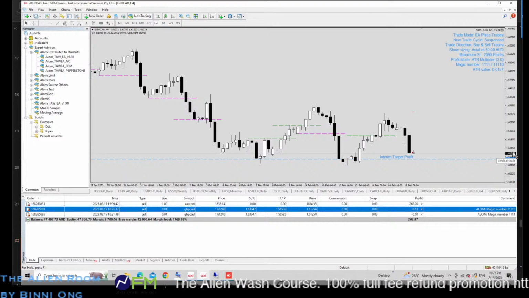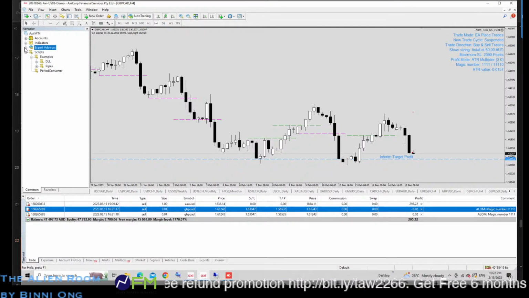One of the reasons is that you do not know where to manage your trade, where to shift your stop loss, for example. So Alum has this interim profit target to help you manage the trade, to help you shift the stop loss. So it is good that you use Alum to put in the trade. This is one way to do that.